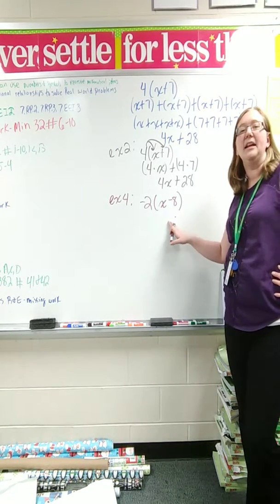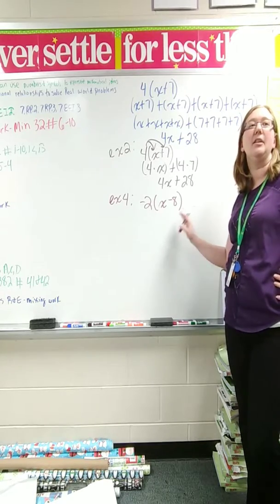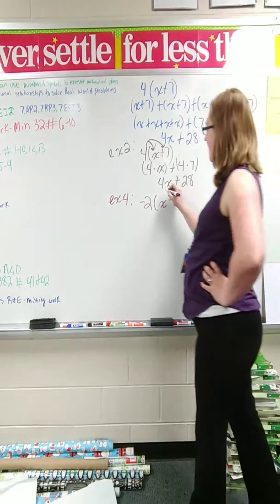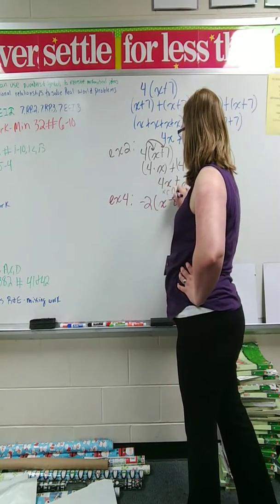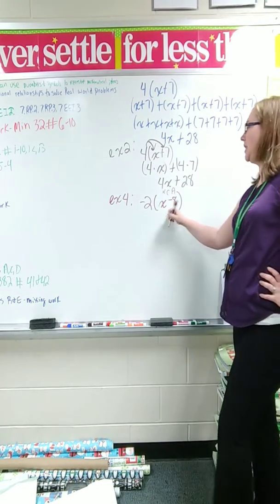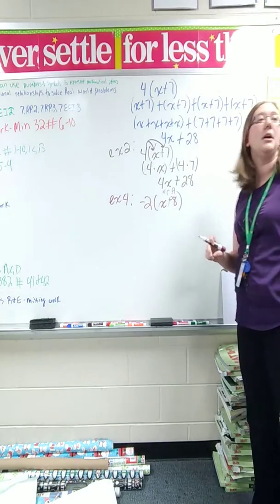When we were adding integers, we KCA'd things so that we found the additive inverse of that second term. If I KCA this, I keep my x, I change my subtraction to addition, and that 8 becomes negative.